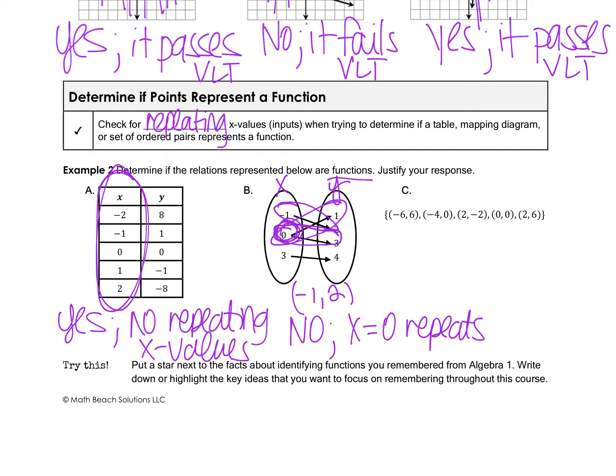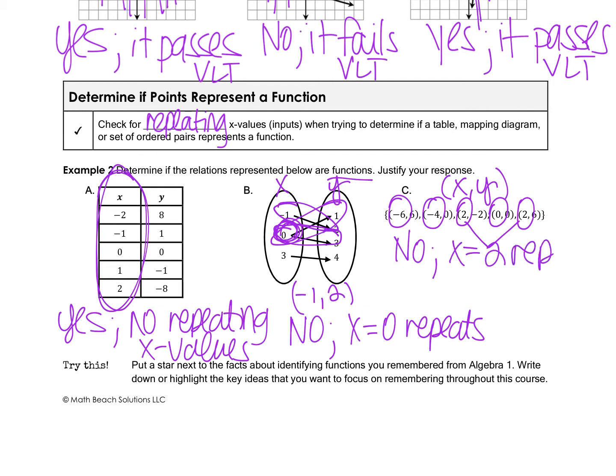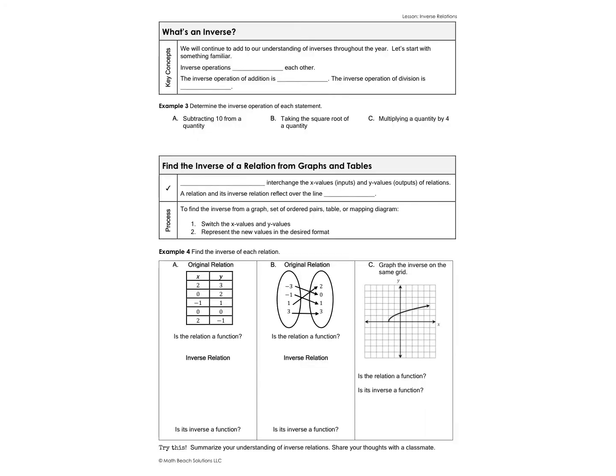Now part C, we have ordered pairs. Remember, in an ordered pair, x comes first, then y, so we only care about looking at our x values to determine if it's a function. Notice that those x's are the same, so this is not a function. No, x equals 2 repeats. Okay, so graphically, use the vertical line test to determine if there are repeating x values. If you have a table, ordered pairs, or mapping, you're just checking those x values to see if they repeat. Let's flip on over.